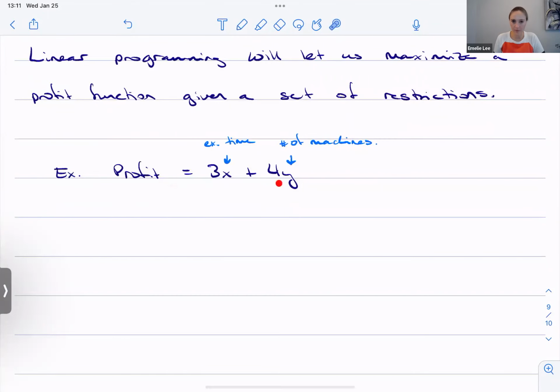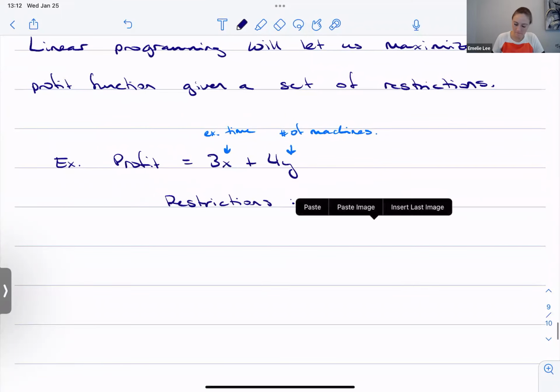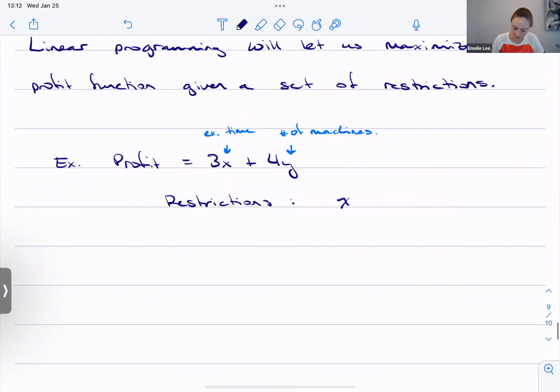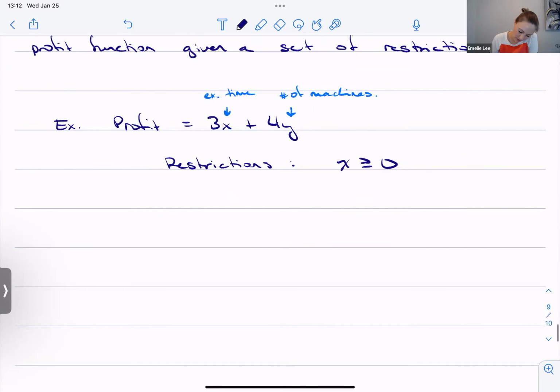So I have a profit function, and then I've got these restrictions. X is going to be greater than or equal to 0. I cannot spend negative time creating these items, whatever they are. And same thing with y. Y is going to be greater than or equal to 0.